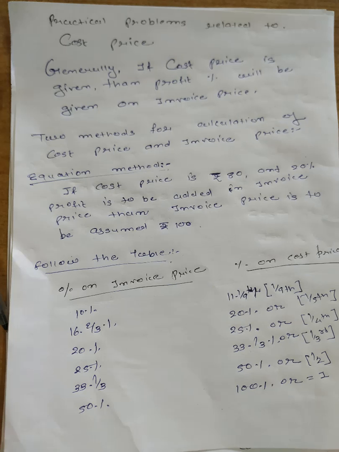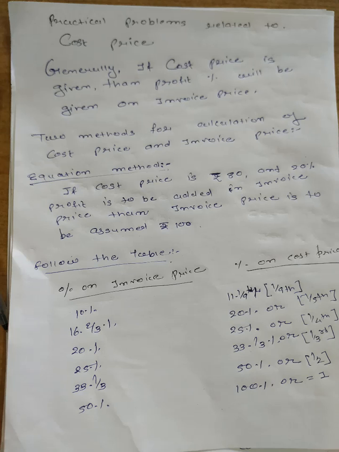Now practical problems related to the cost price. Now we are going to discuss the practical sums which are asked in university papers. Generally, if cost price is given, then the profit percentage will be given on invoice price. That means if one price is given, the profit percentage is given on another price, and that price is not given. Two methods are there to calculate cost price or invoice price.